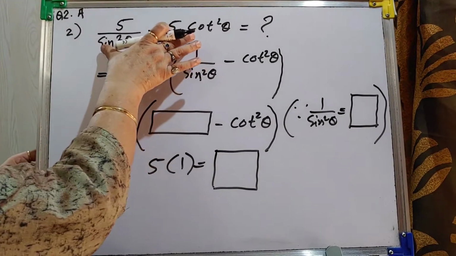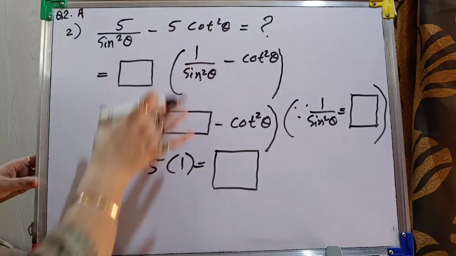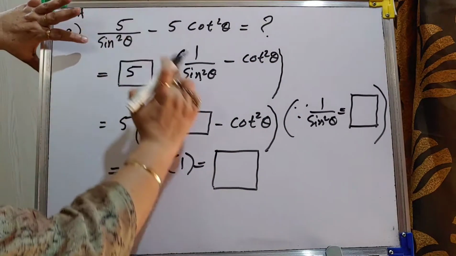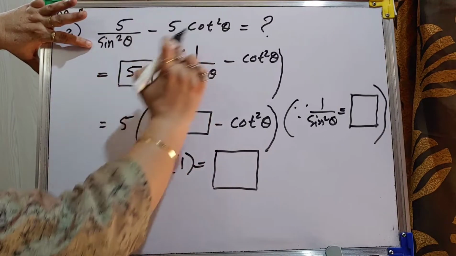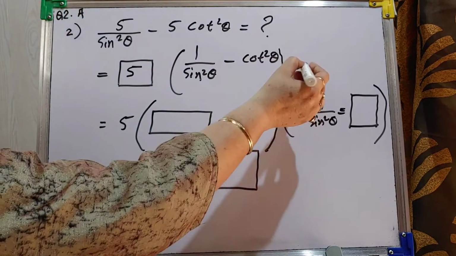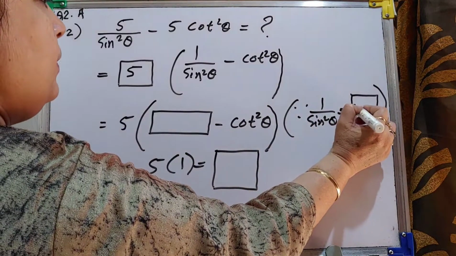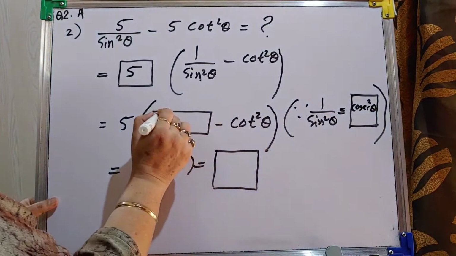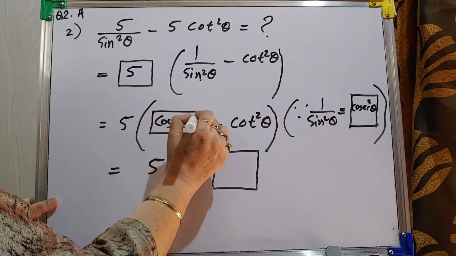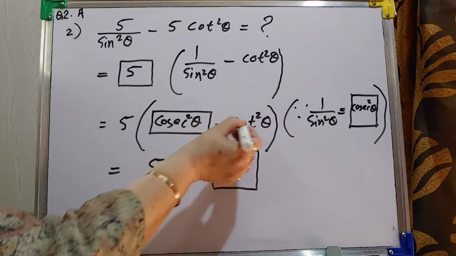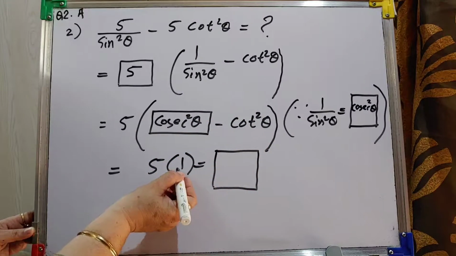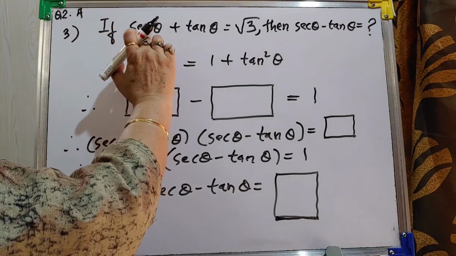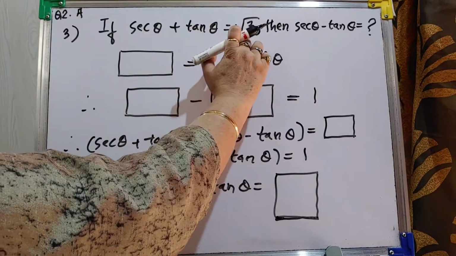Now students, in this sum you have to find the value of this. It's an activity sum. Take 5 common. Then it will become 1 by sine square theta, then only cot square theta. You know 1 by sine square theta is cosec square theta. So here it will be cosec square theta minus cot square theta, which is 1. 5 ones are 5.